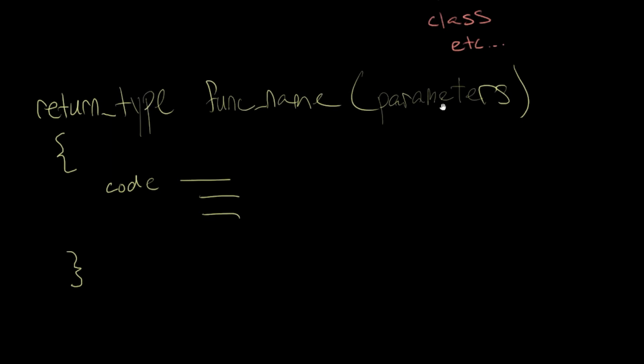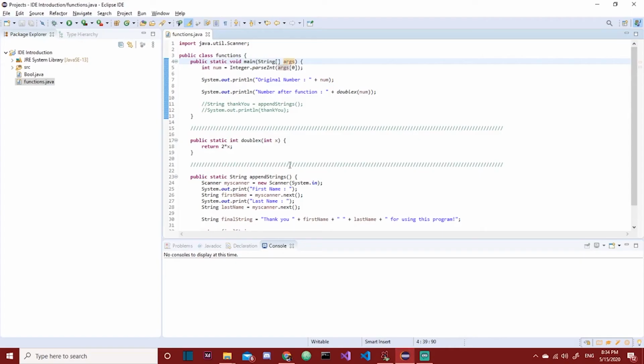Then we have a list of parameters in parentheses. The parameters are going to be used to create an output using this code. Here in the Eclipse IDE I've written a program that has 3 functions. It has a function called main, and as I stated in a previous video, the main function will always be the function that first gets executed. In every program you write, there will have to be a main function.